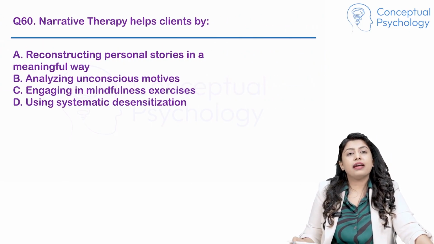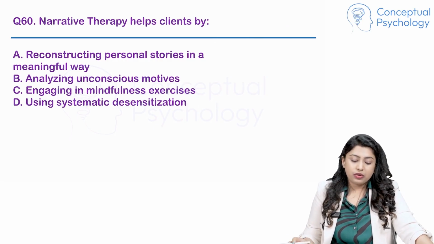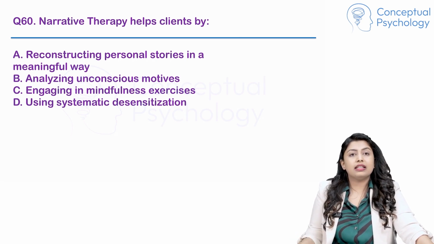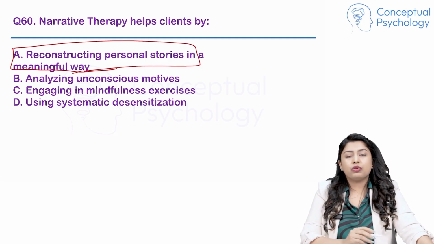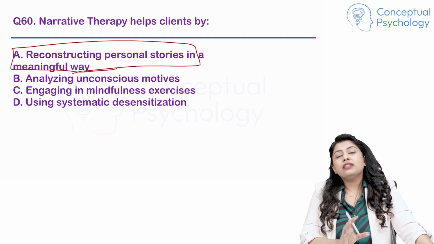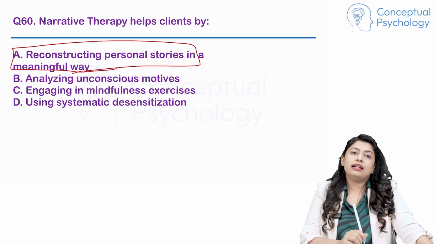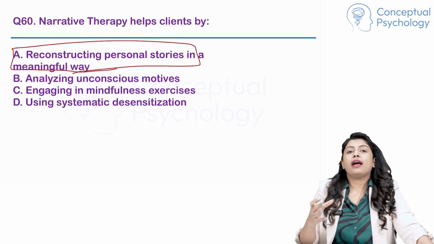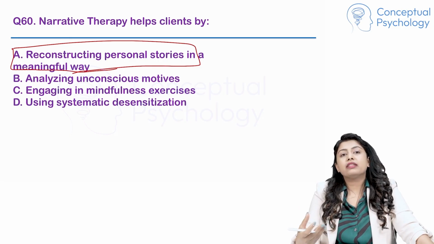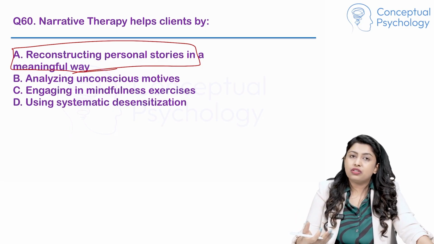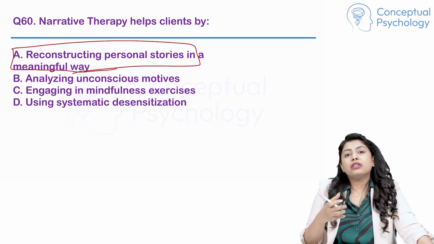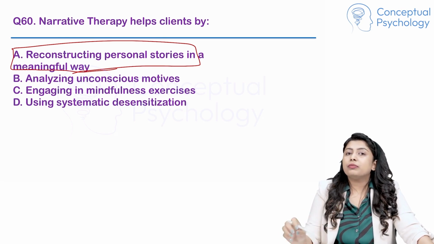Narrative therapy helps clients by: reconstructing personal stories in a meaningful way, analyzing unconscious motives, engaging in mindfulness exercises, or using systematic desensitization. Here the correct answer is reconstructing personal stories in a meaningful way. Narrative therapy was developed by Michael White and David Epston, and it helps clients re-author their life stories by identifying unique outcomes and alternative narratives that challenge the problem saturated stories. It separates the person from the problem and empowers the client to become the author of their own preferred stories.